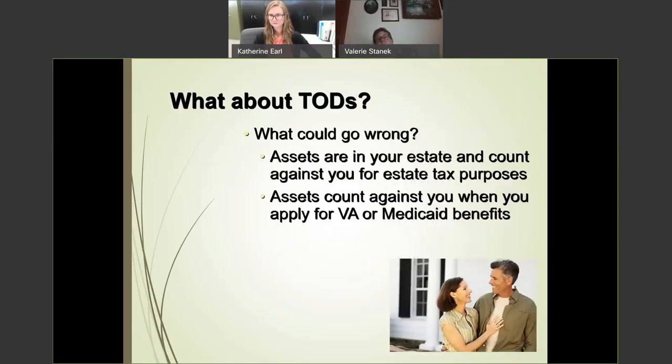So what could go wrong? Nothing much really with transfer on death accounts. The assets are in your estate and count against you for estate tax purposes. The assets also count against you. In other words, they are counted as assets when you apply for any type of government benefits like veterans benefits or Medicaid benefits. So there isn't a lot of protection in that way, but in terms of probate, transfer on death accounts are a good tool.